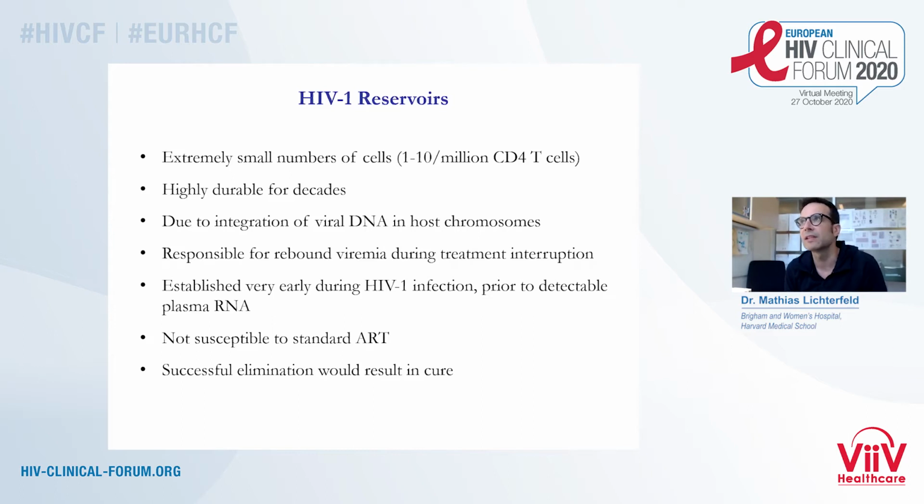So this slide just summarizes a few details of what we know so far about HIV reservoir cells. We certainly know that these are very small numbers of cells. They represent about 1 to 10 cells in a million CD4 cells, and they are able to persist really forever, for the entire lifetime of an infected individual. And that's due to integration of HIV into the host chromosome. So HIV becomes part of the human genome. And what we also know is that these cells are not susceptible to the type of antiretroviral treatment that is currently available. And if we had an opportunity to get rid of these cells by some type of therapeutic intervention, this would probably result in a sterilizing cure of HIV.